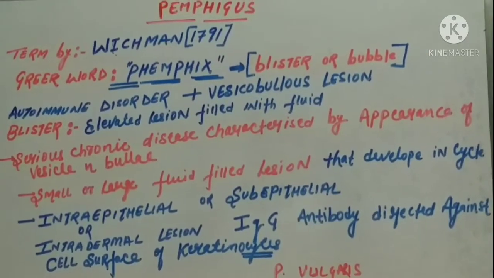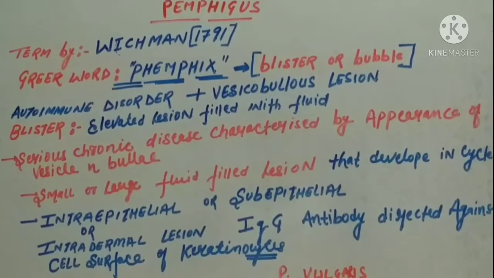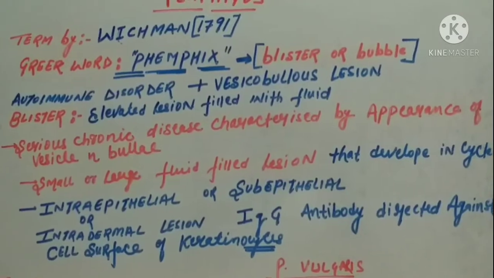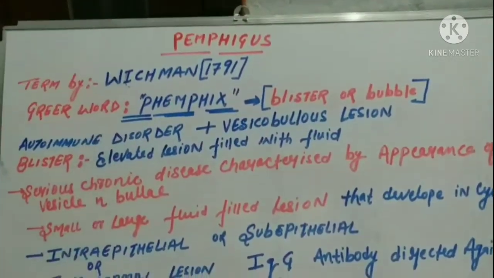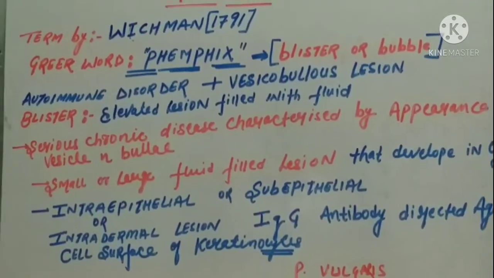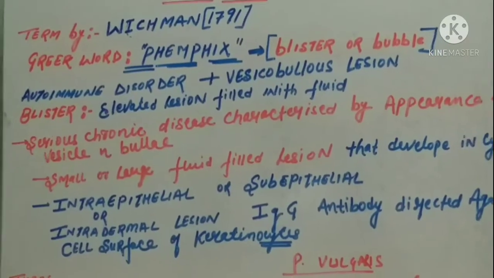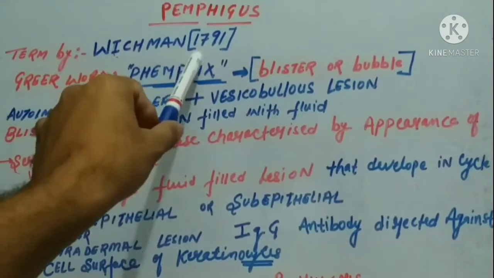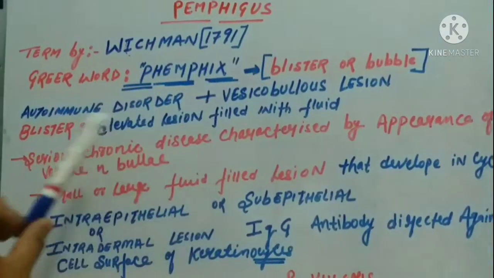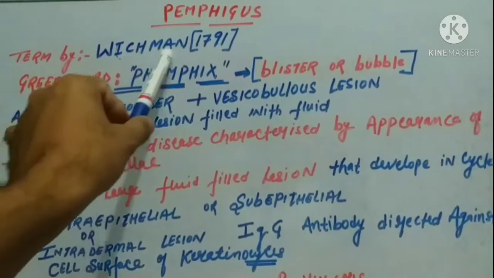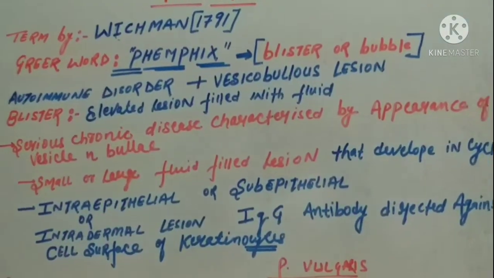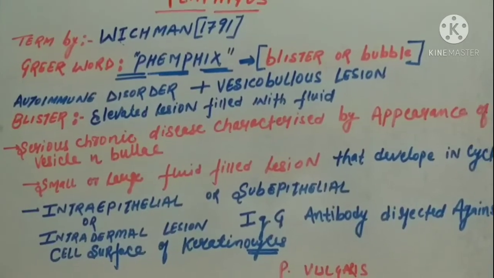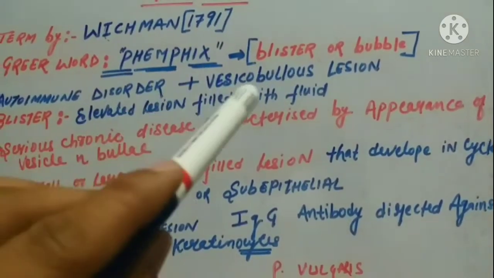According to the term given by Wichmann in 1791, in pemphigus every word has a meaning and it is very important for you to understand. The term was given by Wichmann in the year 1791. It's a Greek word, pemphix, and the meaning of pemphix was blister or bubble.